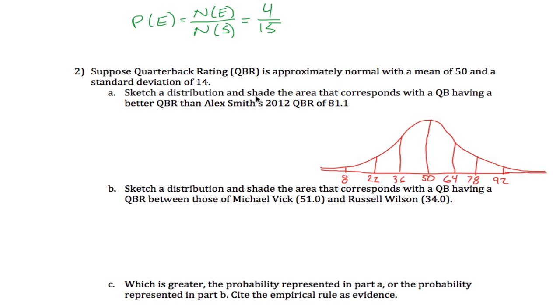And what it says is sketch a distribution and shade the area that corresponds with the quarterback having a better QBR than Alex Smith, who has an 81.1. All right, easy enough. 81.1 is bigger than 78, less than 92, so it's somewhere in here. Maybe I'll label it up top. And all this area out here represents the probability of somebody having a better quarterback rating than Alex Smith.